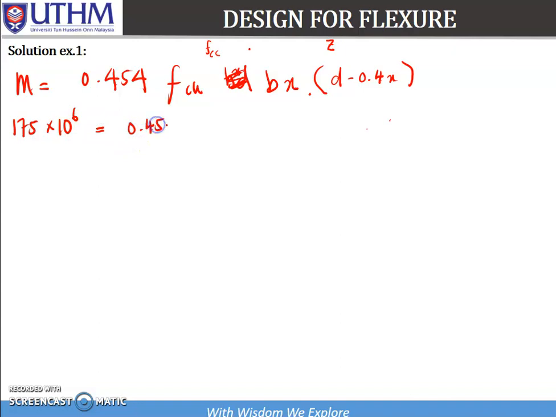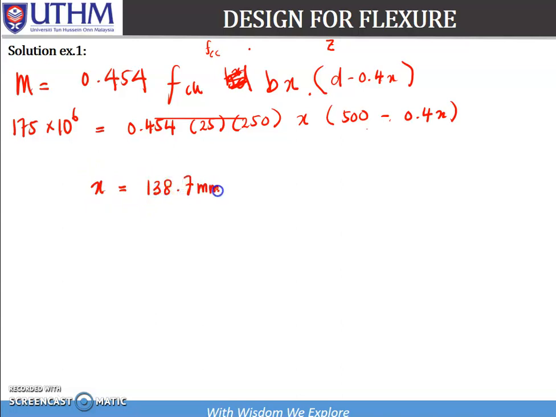0.454, FCK is 25, B is 250, then we have X, and D is 500 minus 0.4X. So we will have a quadratic equation, and after solving it, X is equal to 138.7 mm or 1111 mm. We will choose the lowest one, not the maximum one.